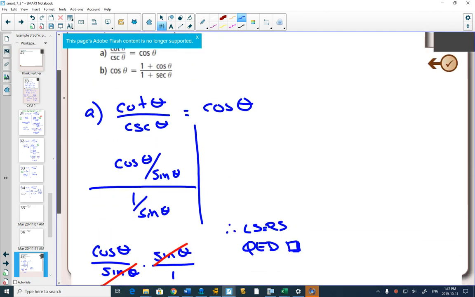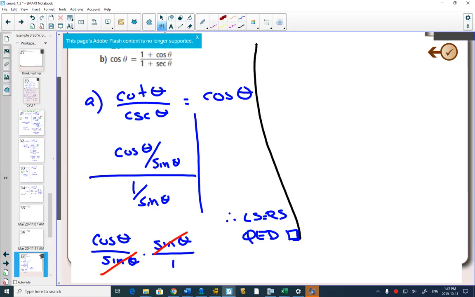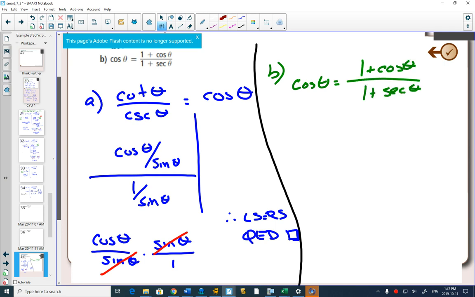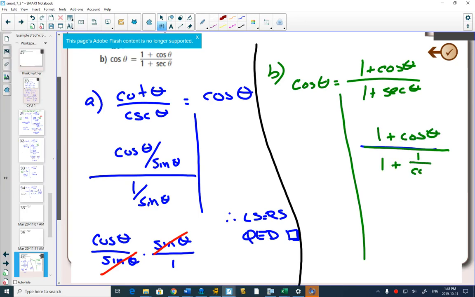Do I have enough room? I think I do. I'm going to do B on this side. Again, rewrite your question. This question is almost completely in sine and cos already. The left-hand side is just cos. The only thing I have on my right side that I can change to sine or cos would be the secant. So I will change that to 1 over cos theta, and then 1 plus 1 over cos theta.